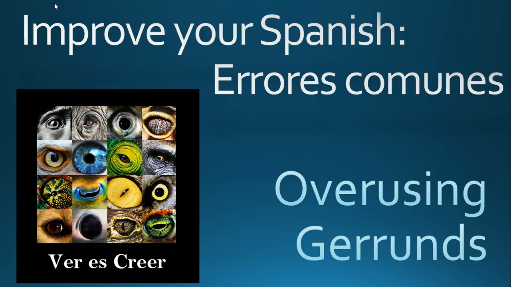Welcome to the second video of the series Errores Comunes, in which I explain common errors that I've heard and seen in my students' writing. Today we'll be discussing a very common error, which is overusing gerunds, or using verbs that end in ando or yendo when you should not use that form of the verb.